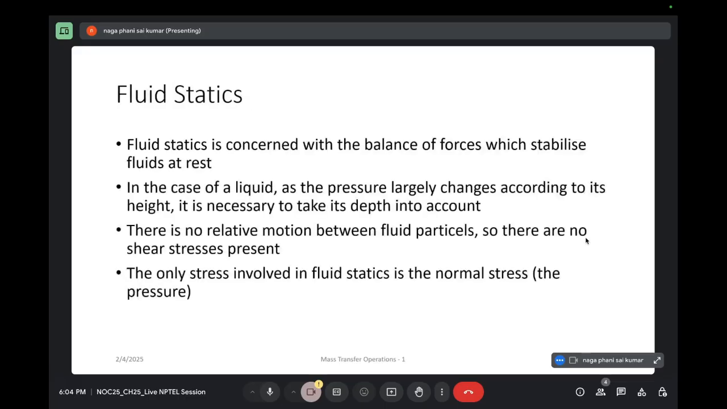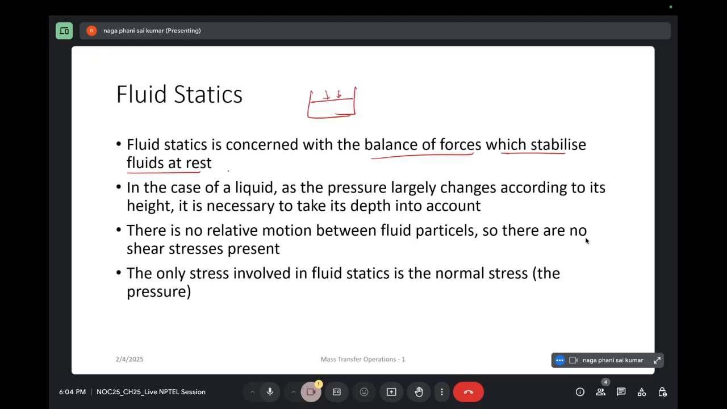Okay. So, what is fluid statics? Fluid statics is concerned with the balance of forces which stabilizes fluids at rest. When the fluid is at rest, it will be covering all the forces which act on these fluids, and it will be talking about the stabilization of this fluid which is at rest.